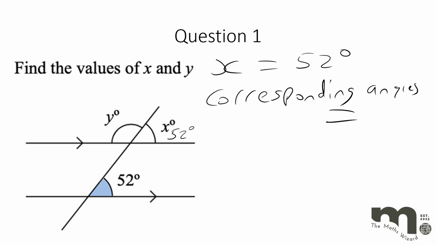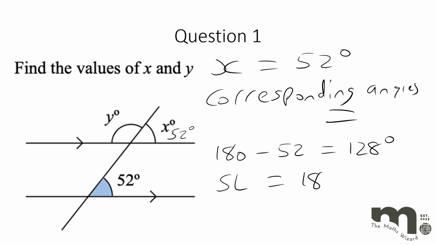Because that's 52, we can now figure out angle Y. And we can use our angles on a straight line rule for this one. So 180 minus 52 is 128 degrees, and that's because angles on a straight line equal 180 degrees. If you want to, you can use your alternate angle rule. This one would also be 52 here because it's alternate to that, and then you could again apply your straight line rule for that one.